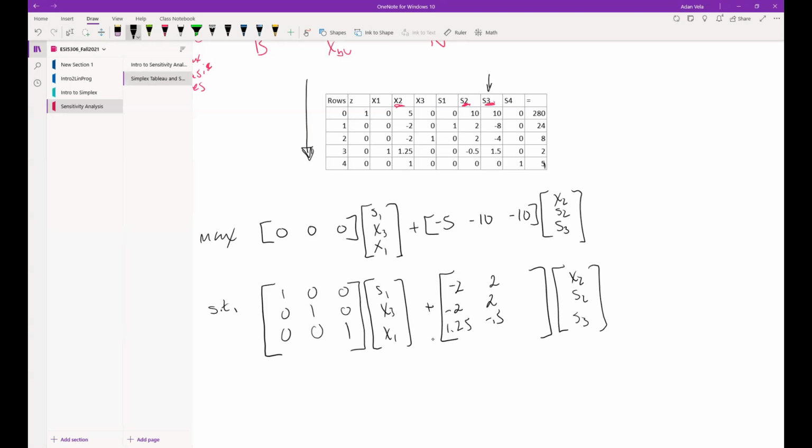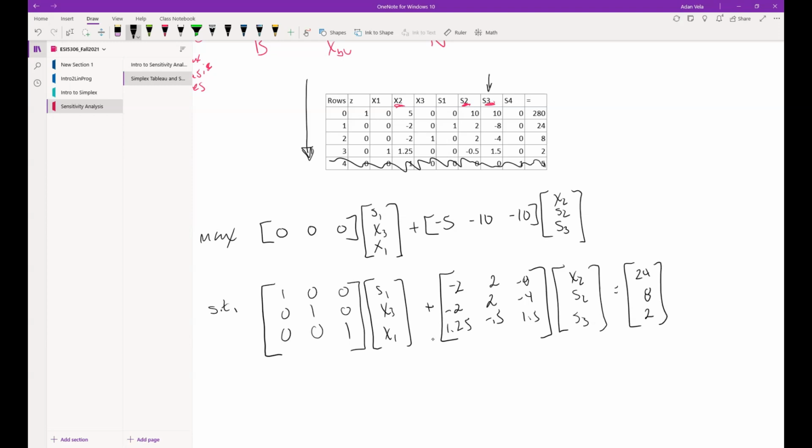I'm not sure what this column was. I think let's just ignore that. I think we added a constraint or something. The next one is for S3, and we have -8, -4, and 1.5. Okay, so this is the same formulation. Oh, and it's all equal to 24, 8, and 2.